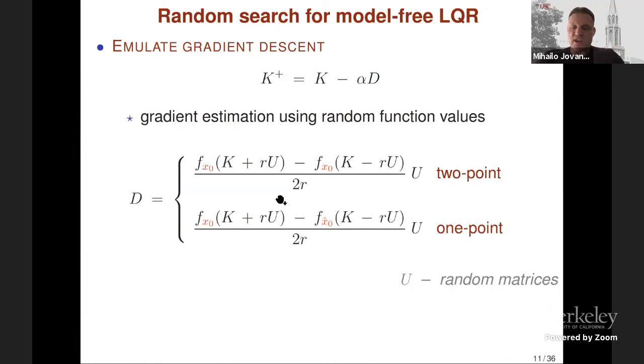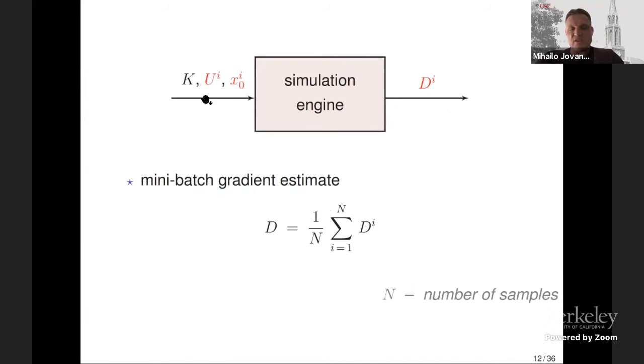This approach here utilizes a single sample, but obviously nothing prevents you from running multiple simulations and using a mini batch gradient estimate to form your search direction in the random search method. And the relevant question that arises here is how many samples you need in order to emulate properties of gradient descent, how long a simulation time you should utilize, and what is the total number of iterations.